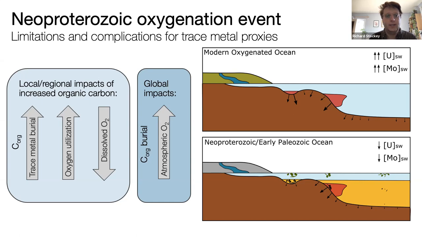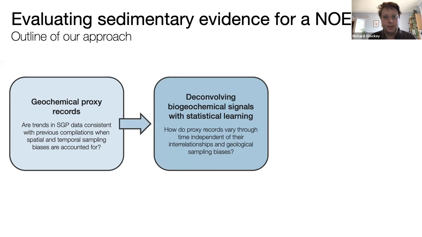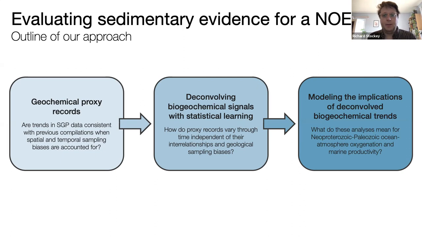In this project, we've revisited the trace metal organic carbon records using SGP data with the specific aim of understanding the histories of oxygenation and productivity in light of these complications. So for this project, we begin by revisiting raw data compilations using the large data sets available with SGP and trying to account for spatial and temporal biases in that data, as Erik was mentioning. We next focused on trying to deconvolve representative biogeochemical signals from these data, independent of the proxy interrelationships and sampling biases using statistical learning techniques. And finally, we use a combined biogeochemical modeling approach to evaluate what these deconvolved records mean for Neoproterozoic, Paleozoic atmosphere oxygenation and productivity.